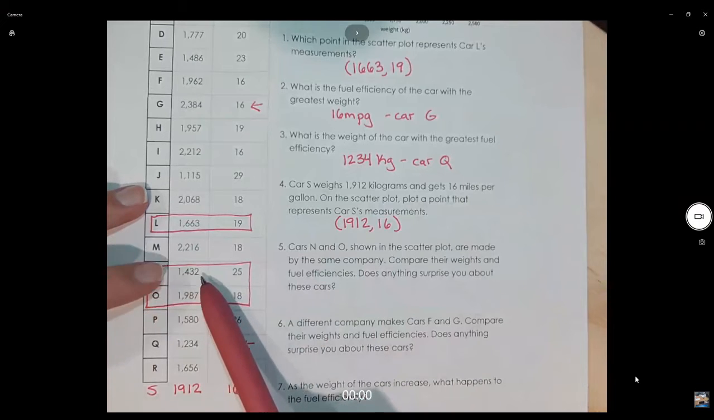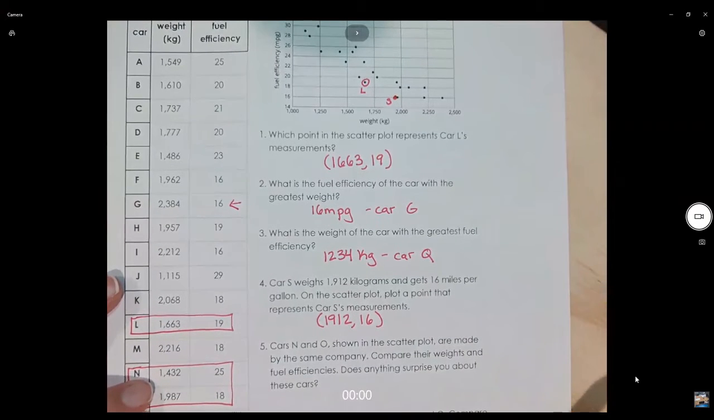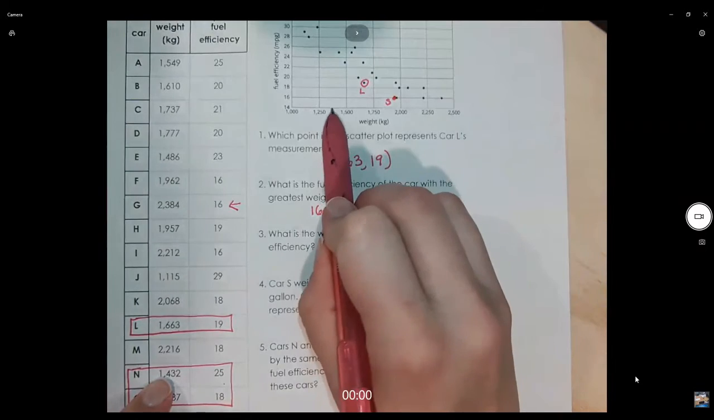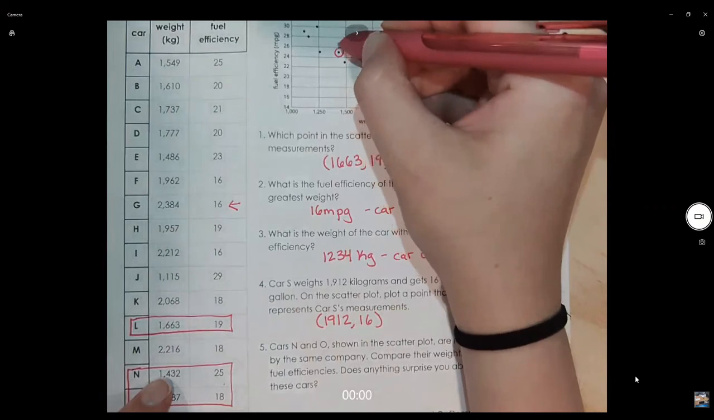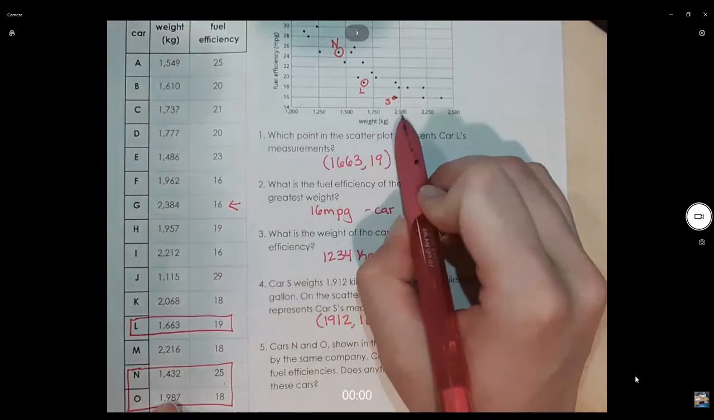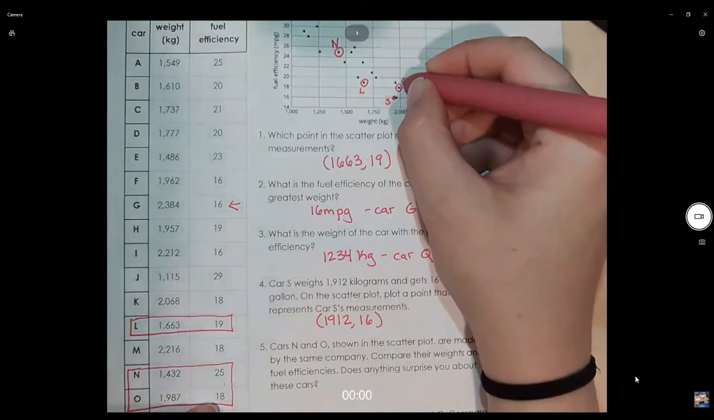All right, so I want to see where they're falling in the scatter plot. So I'm going to go find N, and N is going to be at the point 1,432, 25. So that's going to be somewhere in here and then up to 25. So it's probably this point. I'll label that one as N. The next one is going to be 1,987, 18 for my point O. So I'll go over here, almost at 2,000, all the way up to 18. So this one is point O.